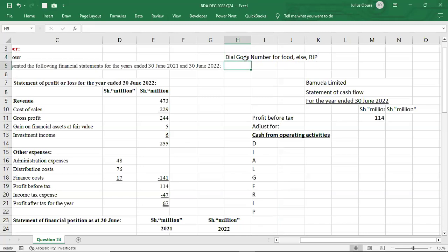Yeah, that is what you need to have. And once you are done with that, you are done with everything to do with cash flow from operating activities. I'm going to tell you how to make any other adjustments. So you just write that acronym moving down. Dial God's number for food, else rest in peace. Now, D, what does this stand for?